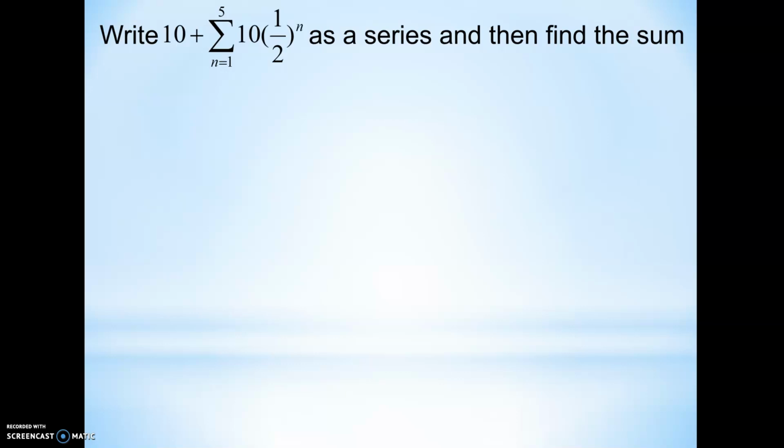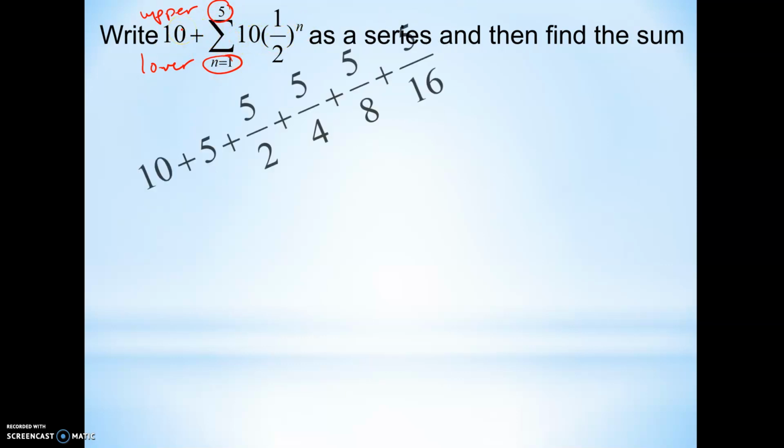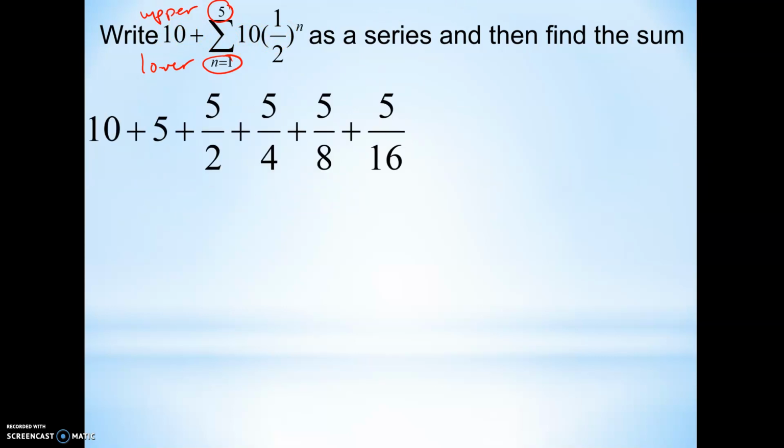Now, here's another example. It says write this expression as a series. So they want you to list all the terms that you could generate using this summation, and then find the sum. Remember that this here is your lower bound, and this is your upper bound. So that means I'm going to plug in all the integers starting at 1 for n all the way up to 5. And the sigma means that you're going to add up all those terms that you generated, and then finally add 10 to that. So if I were to do this out, I would get this. And let me just show you.